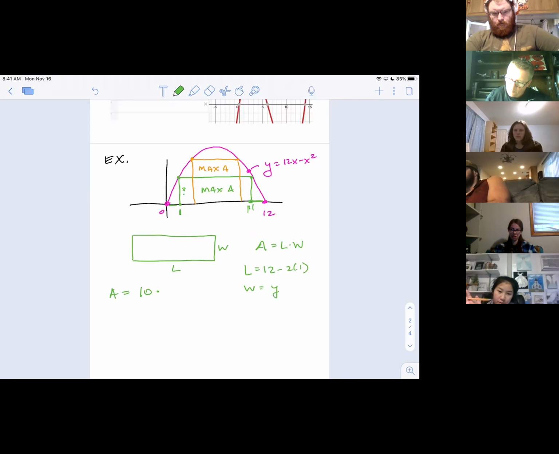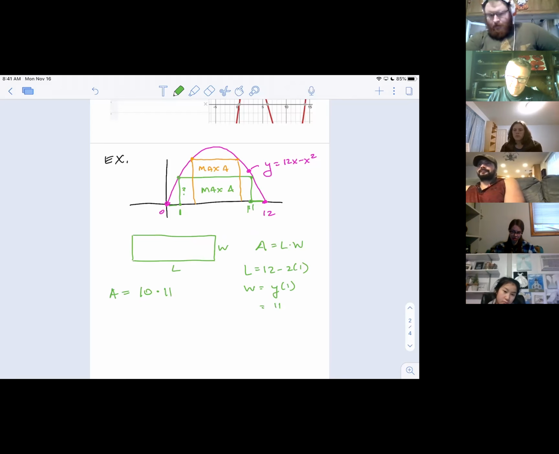In other words, if I take y and I put 1 in for x, then I'm going to get the y. So it's the y coordinate. So if I put 1 into that, 12 times 1 is 12 minus 1 squared. So it's just 12 minus 1, it's 11. So that's a height of 11. So this is 10 times 11. And again, this doesn't have units, but that would be 10 inches and 11 inches. So the area would be square inches.